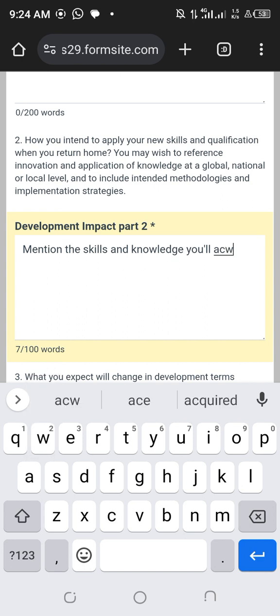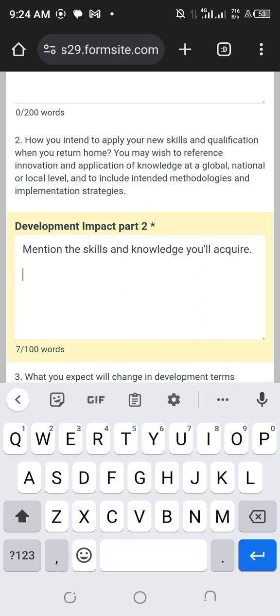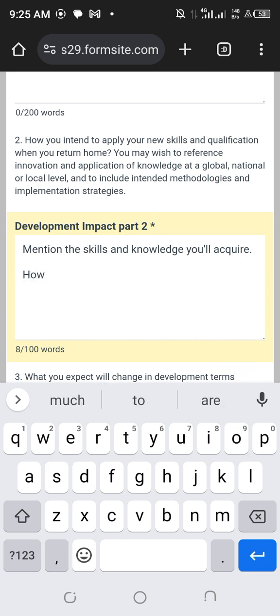Okay, so after mentioning the skills, you link it. How will you use these skills? How will you now use these skills to impact your country? Do not give a vague answer. Do not give a vague, general answer.